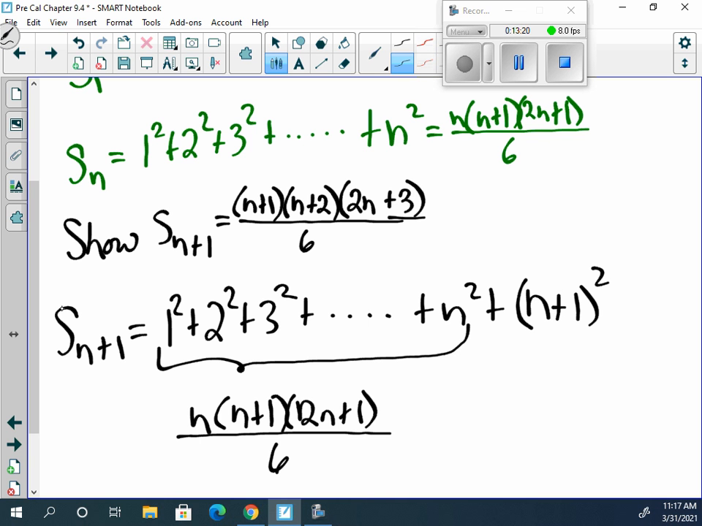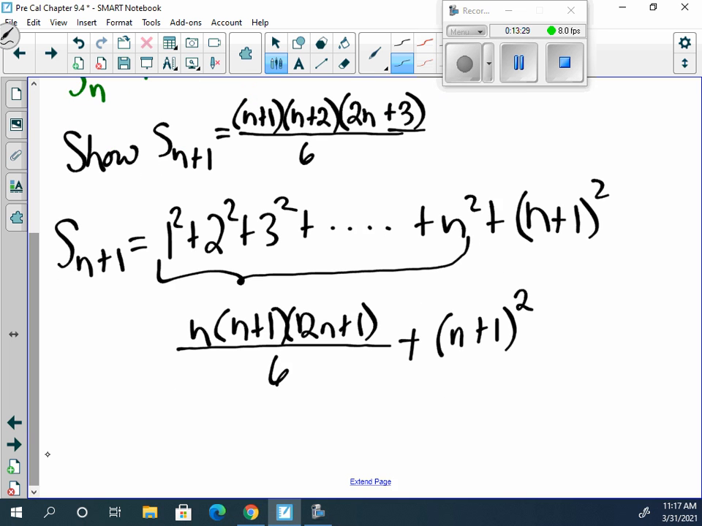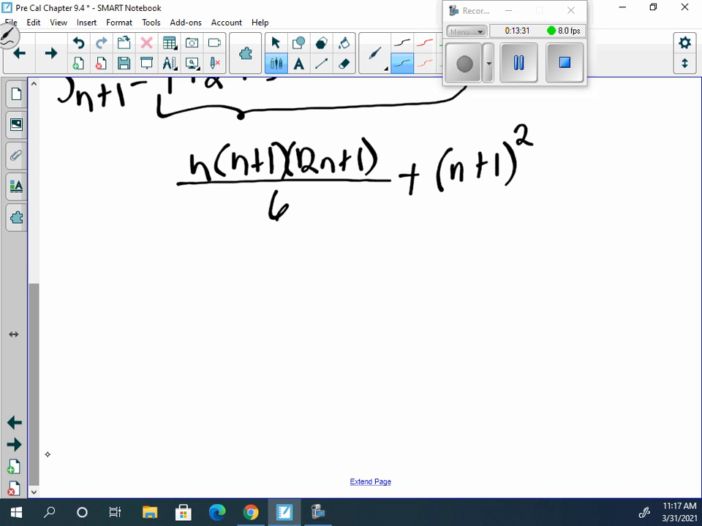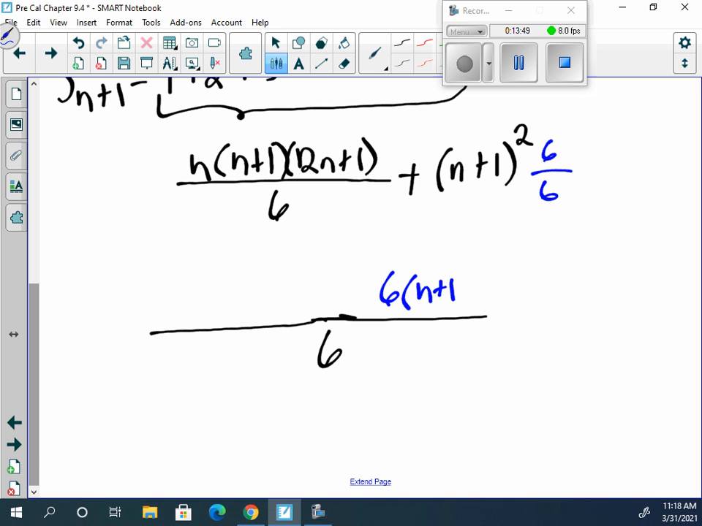This is what we have, the one in green. But we add to it n plus 1 squared. To get these on the same division, to be able to actually add the fractions, I've got to multiply this by 6 over 6, which really just gives us 6 times n plus 1 squared. Here I have n times n plus 1 times 2n plus 1 plus 6 times n plus 1 squared.